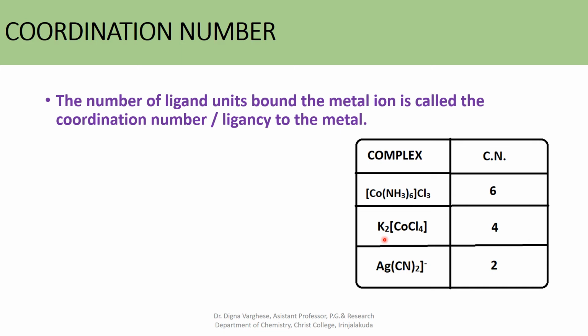The second complex is K2CoCl4. In this, cobalt is attached to 4 chloride ions, forming a coordination compound, and in this particular compound the coordination number of cobalt is 4. The other one is a silver cyano complex, and the coordination number of silver is 2. So the number of ligands attached to the central metal ion is called its coordination number or ligancy of the metal.